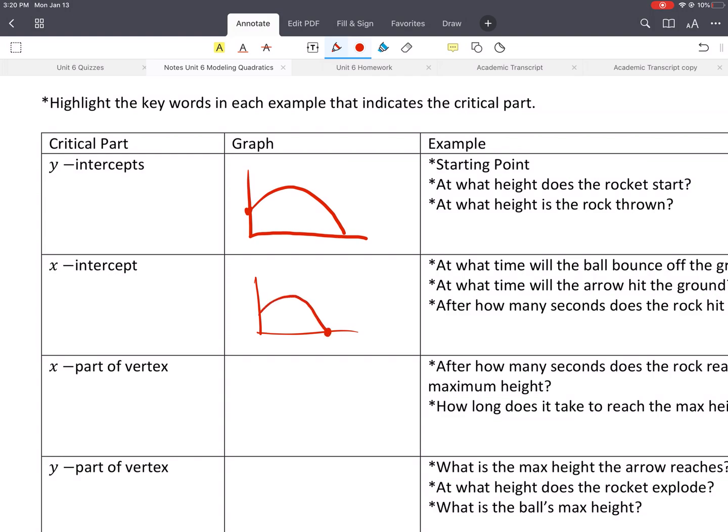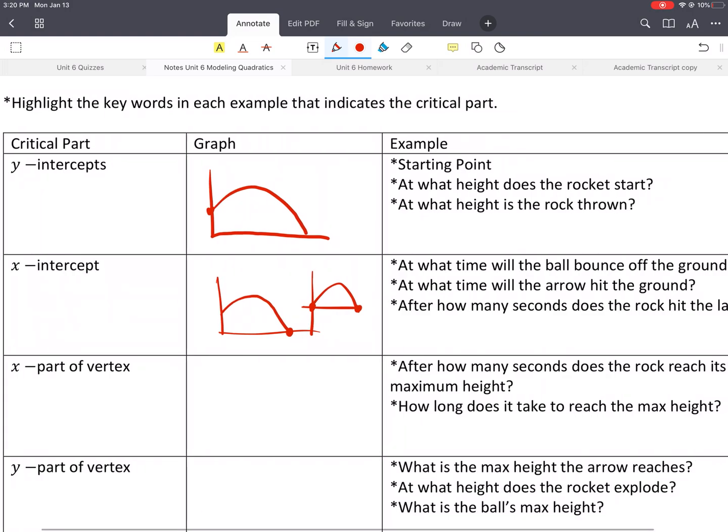Okay, x-intercepts. If we had a graph, we could have one x-intercept that makes sense. We could have two if it was something like this. Sometimes we had problems where the x-intercepts were (0, 0) and like (10, 0) or something like that. So you just have to be careful or realize what's going on.